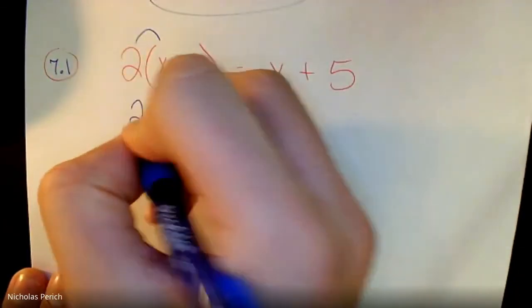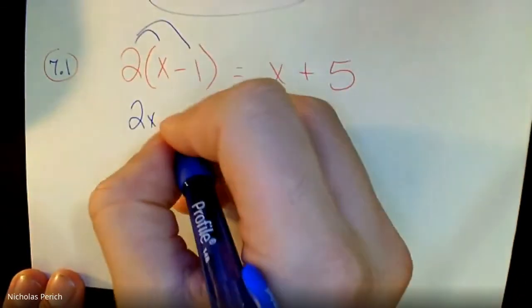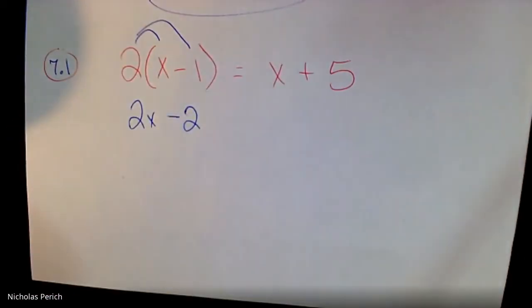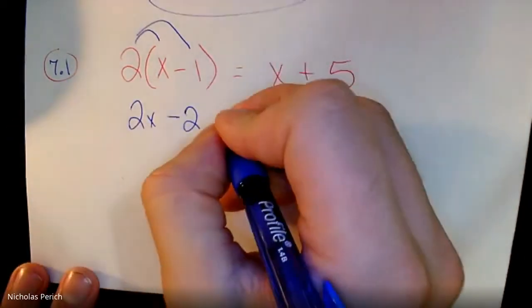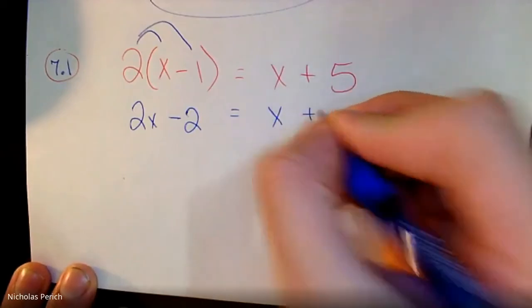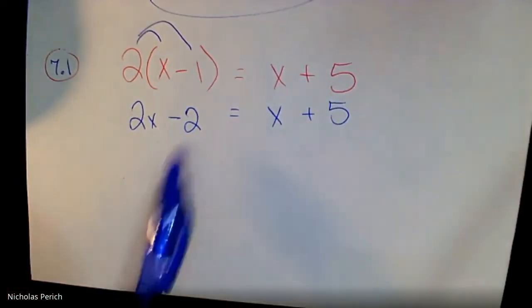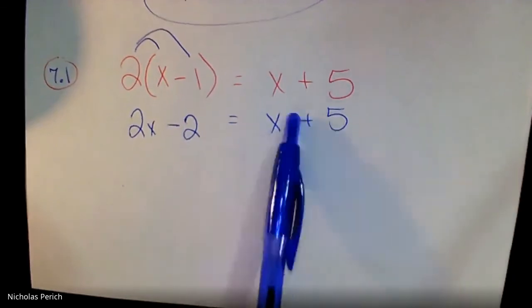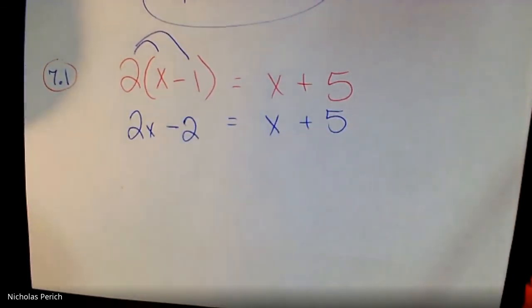2 times x is 2x. 2 times -1 is -2, and several of you already said that in the chat. That's going to equal x plus 5. I have 2x on the left. I have x on the right. Which one should I get rid of first, and what should I do? I could add 2, but let's focus on getting rid of the variables first. So you're not wrong, because eventually I will add 2, but that's next. What should I do first to get rid of one of these x's?